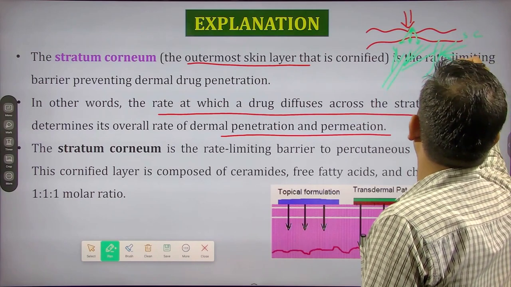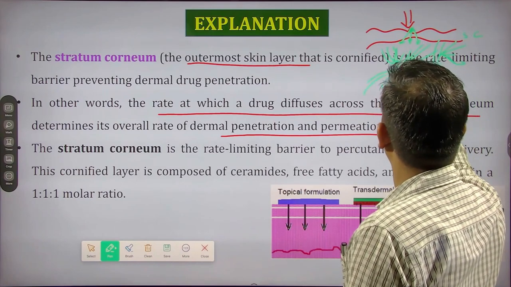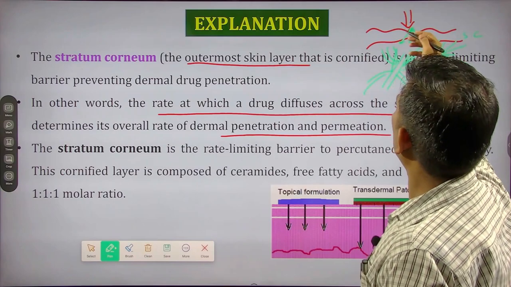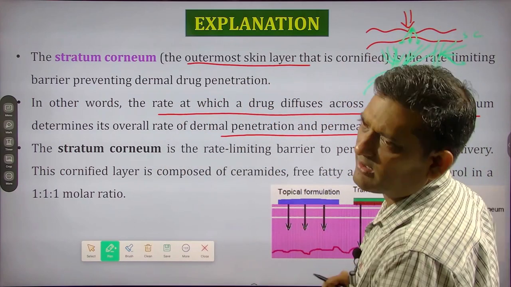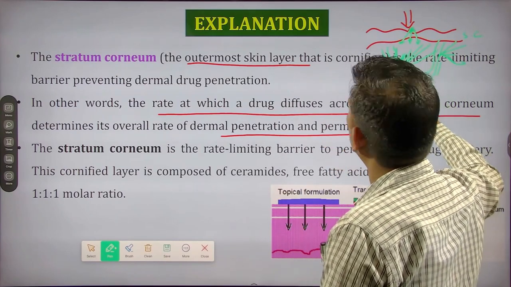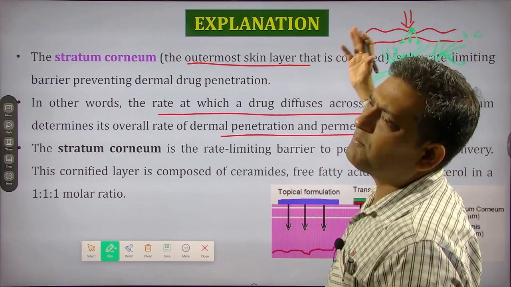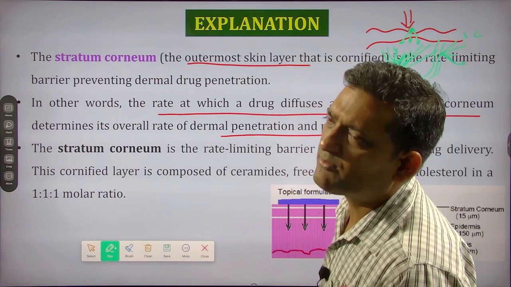Our body consists of various blood-connecting capillary networks, capillary tubes, but the drug has to penetrate through the stratum corneum to get distributed by the use of blood. The drug will be distributed, but it must be very clear that the drug has to be completely absorbed or permeated through the stratum corneum.